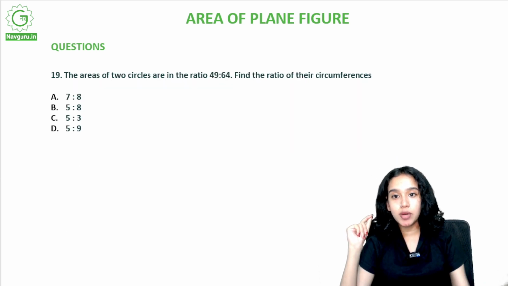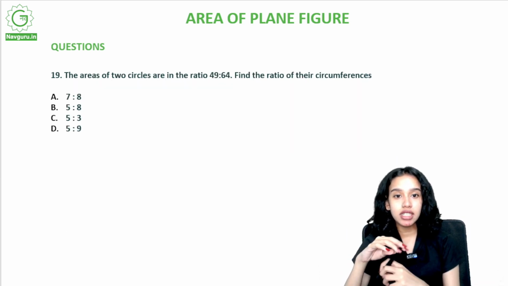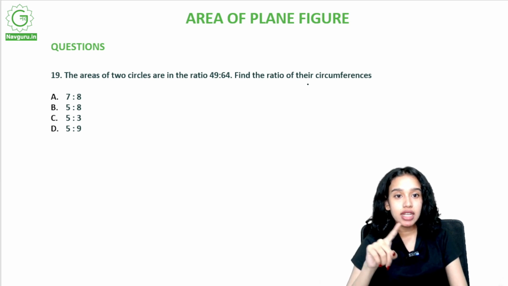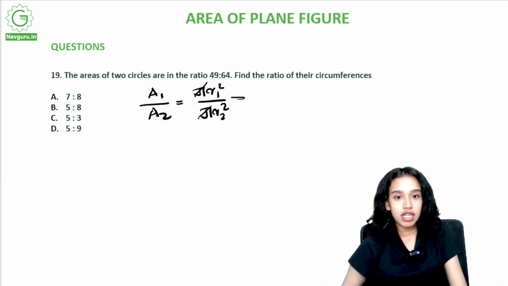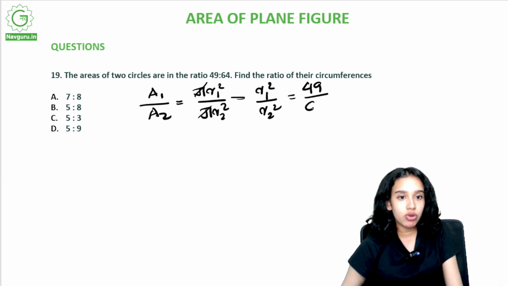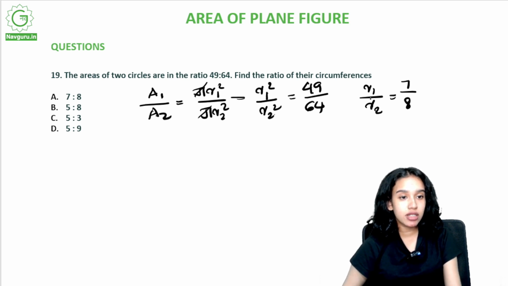Now let's move on to the next question. The areas of two circles are in the ratio 49:64. Find the ratio of the circumferences. So area of the first circle by area of the second circle is given in the ratio pi r1 square by pi r2 square, right? When we take the ratio, we could cancel this out. We get r1 square by r2 square equal to 49/64. So we could say that r1 by r2 is equal to 7/8, right? Root of 49 is 7 and root of 64 is 8.